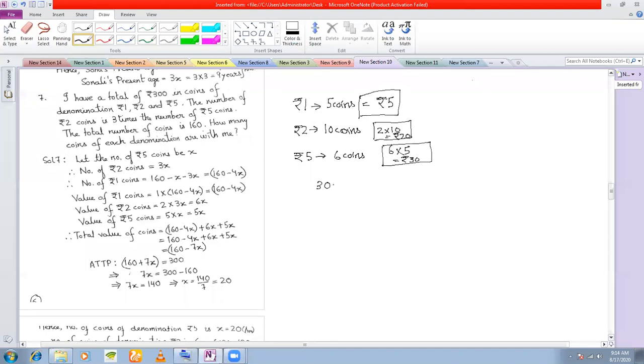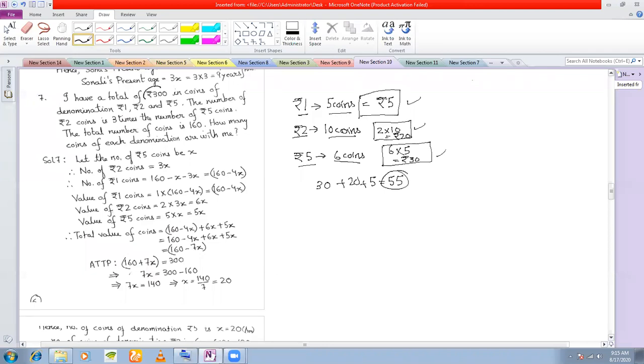I have 30 rupees, this one, plus 20 rupees, this one, plus 5 rupees. So I have a total of 55 rupees, in which there are 5 coins of rupees 1, 10 coins of rupees 2, 6 coins of rupees 5. That is the idea here.